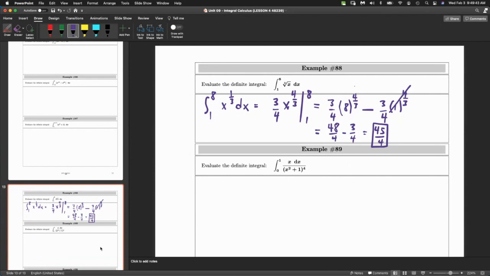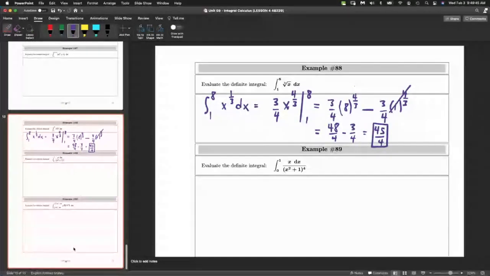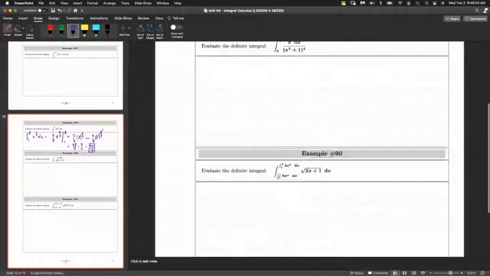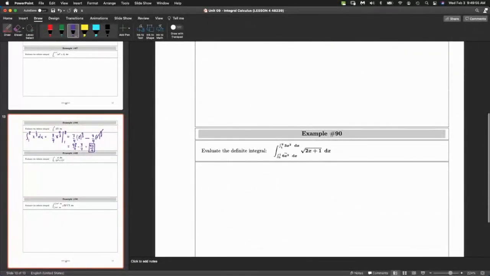We could definitely do another one of these. Why don't we do 89? Let's do 89 because it's guess and check. Don't be scared of 90. In 90, you see this stuff here? Just do those separately. I'll give you a clue for 90, because it's really quick if you do that.